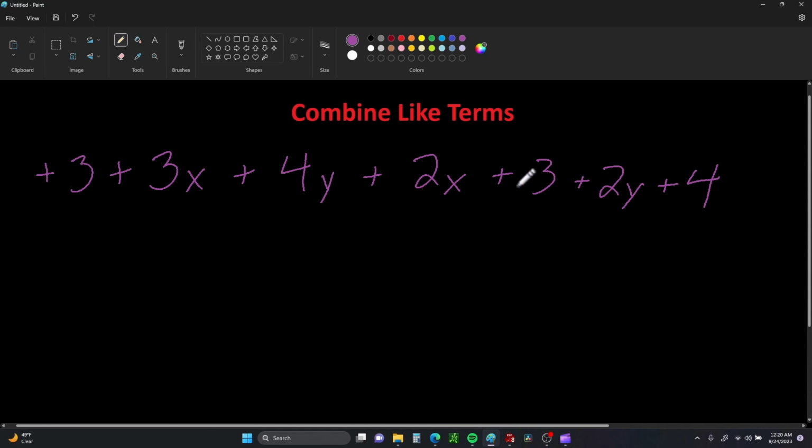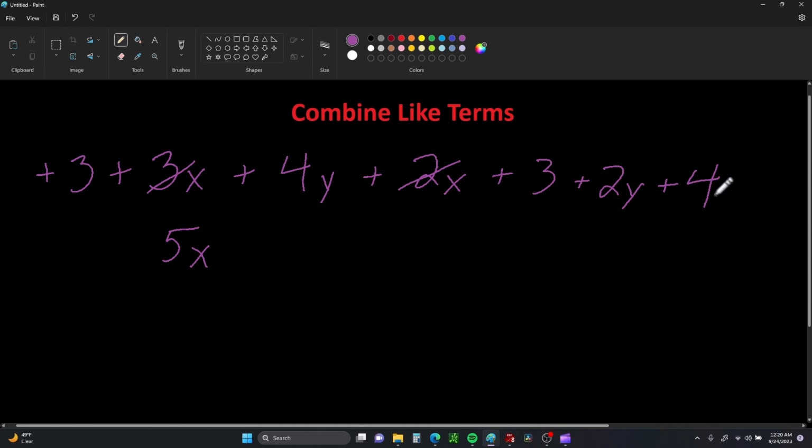So I want to go through here and I'm going to group these together. So I have a 3x, a 2x, and that's it. So the 3x's and the 2x's, just as if I had 3 apples and 2 apples, I can put those together and say that I have 5 apples. In this case, I have 5x.